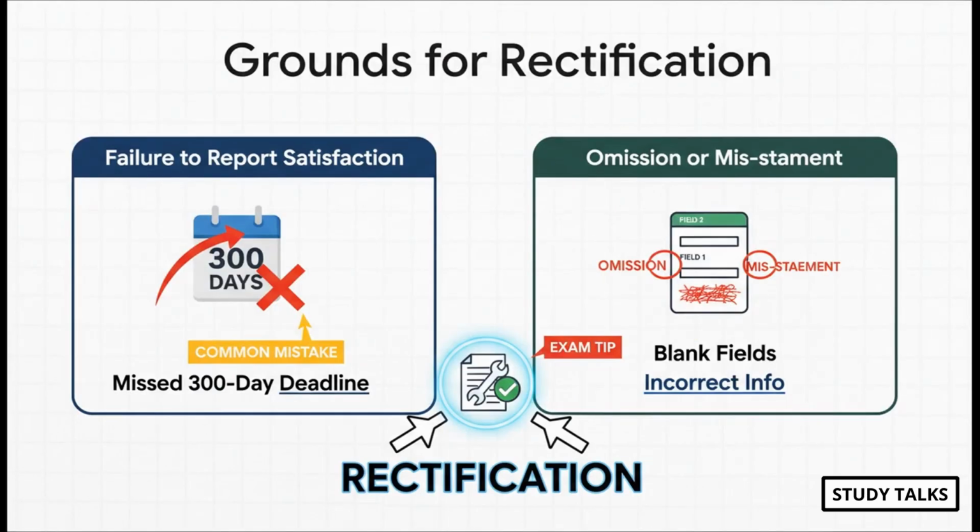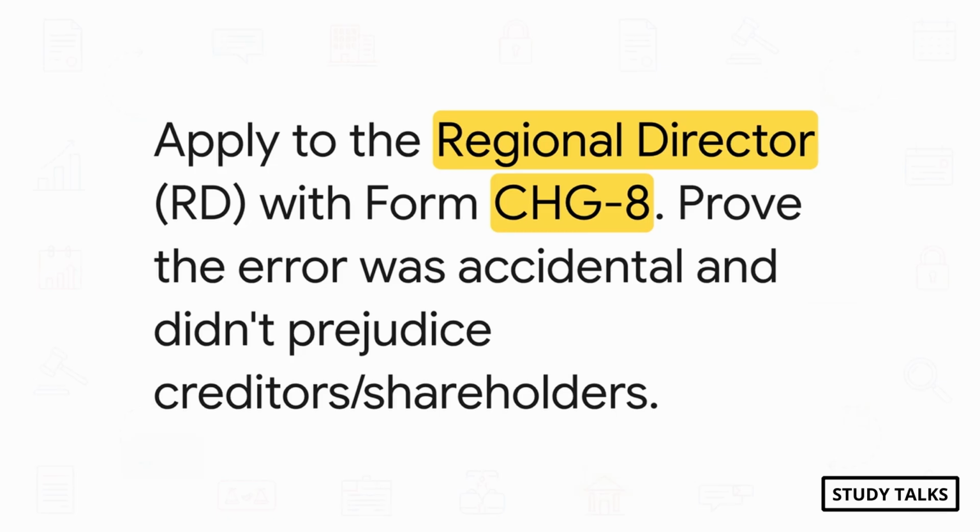So you can apply for what's called rectification in two main situations. The first, and this is the big one, is when you just missed the deadline for reporting the satisfaction of a charge. The second is a bit of a catch-all. It covers any other omission or misstatement in any of the forms you filed, whether it was for creation, modification, or satisfaction.